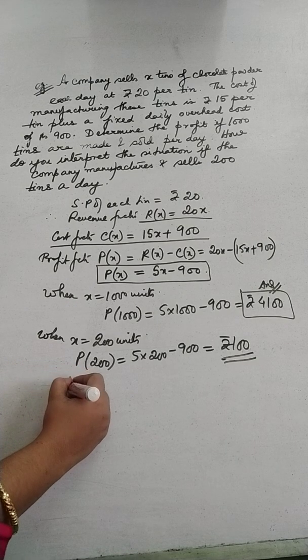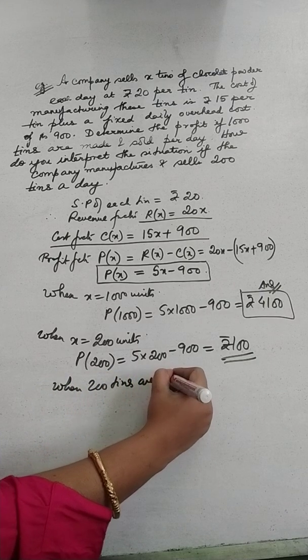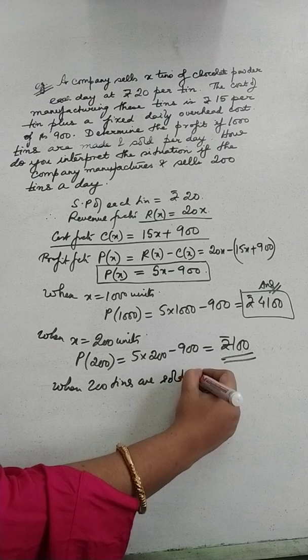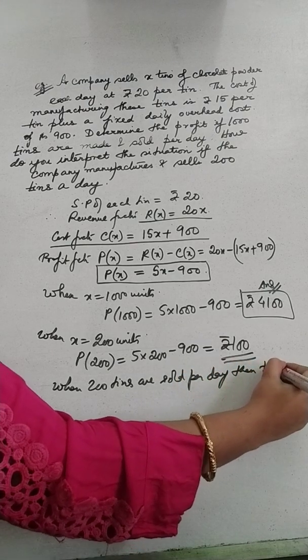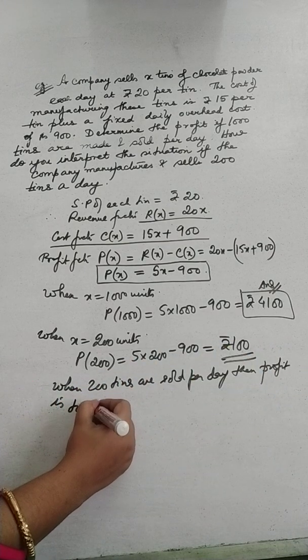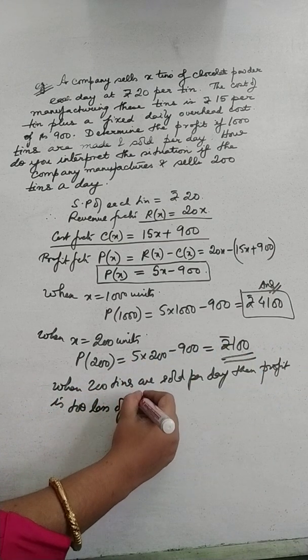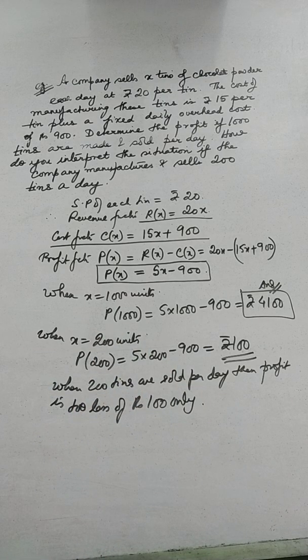So when 200 tins are sold per day, then the profit is a mere rupees 100 only. This way you can interpret the situation. Okay, so that was this question. It's a simple one. We move on to the next one now.